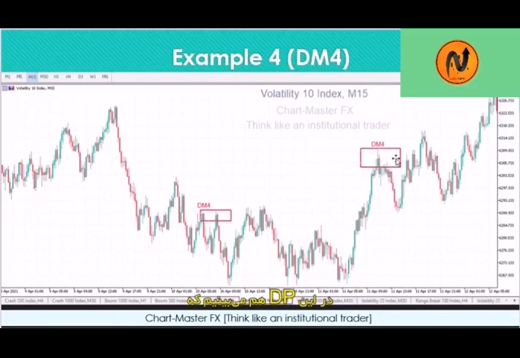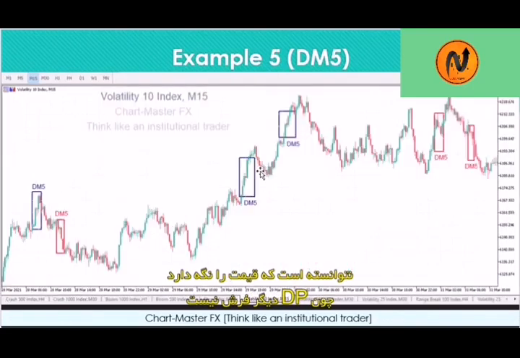And look at this decision point. You can see that this decision point was consumed here, which is type 4. And as it was consumed here, we can see that when the price went up again, it was not able to hold the price because the decision point was no longer fresh. So guys, here we go to our example number 5.